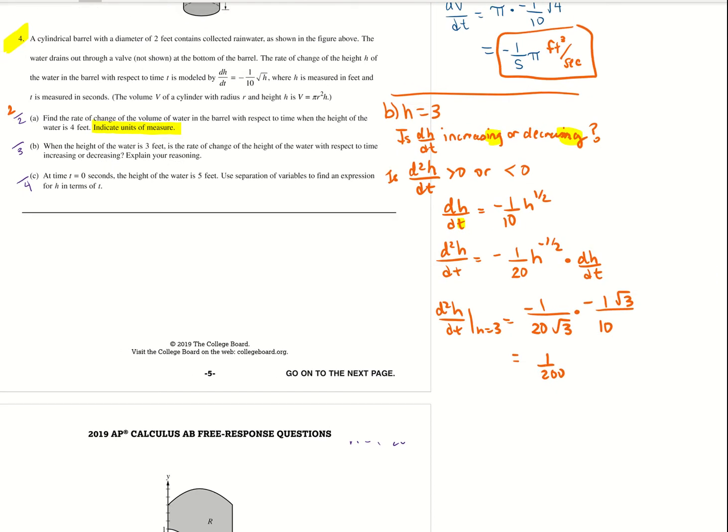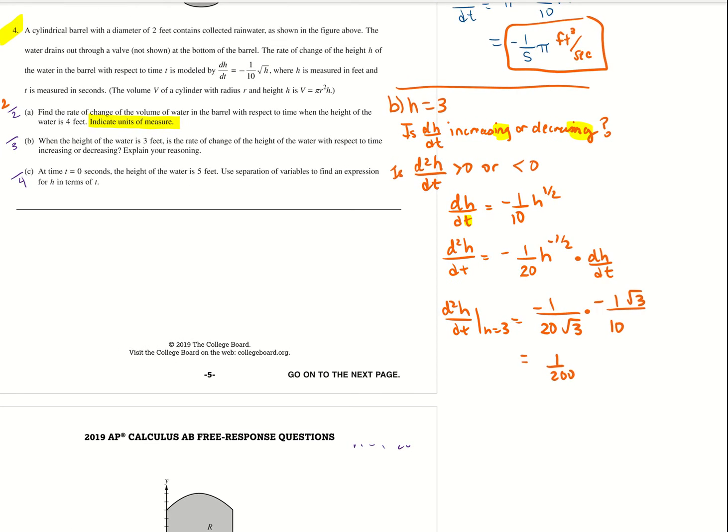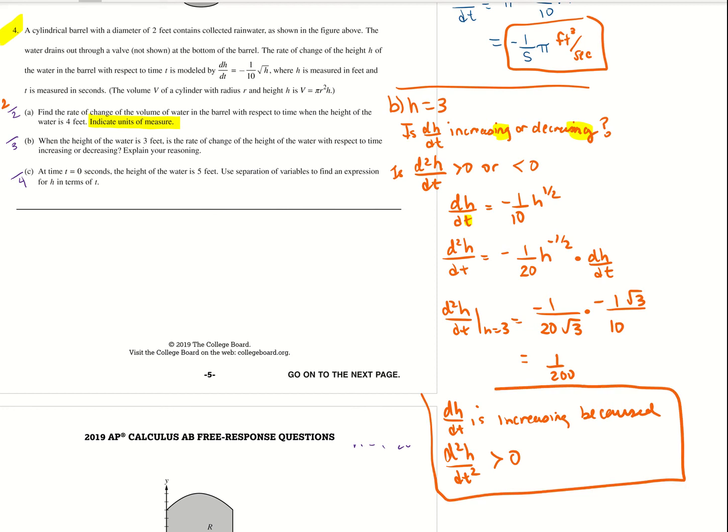Again, it wants me to explain my reasoning. So I'm going to say that dH over dt is increasing because the second derivative of that expression is greater than 0. This is my justification. However, I also do need the work to support my conclusion here.